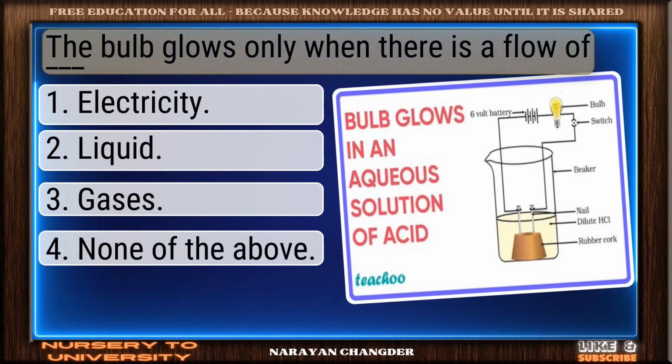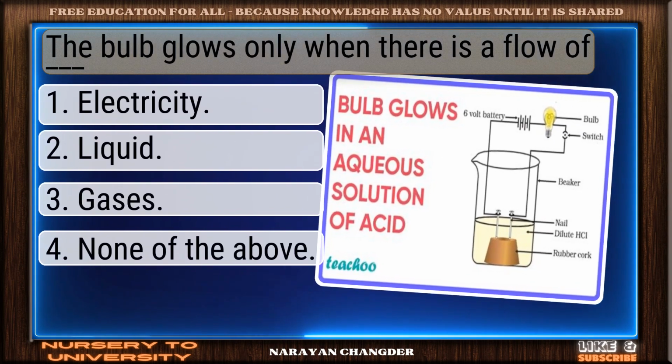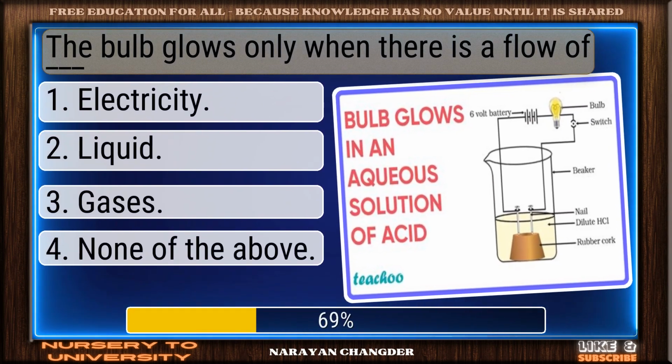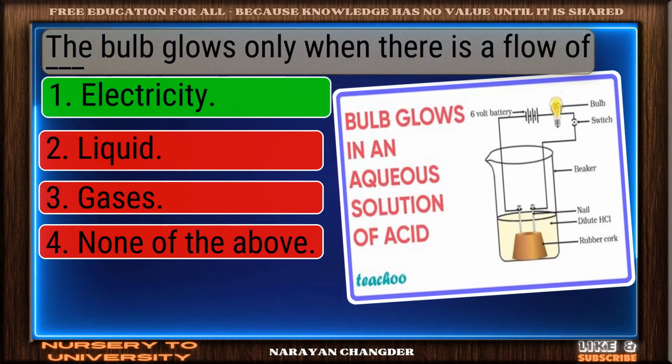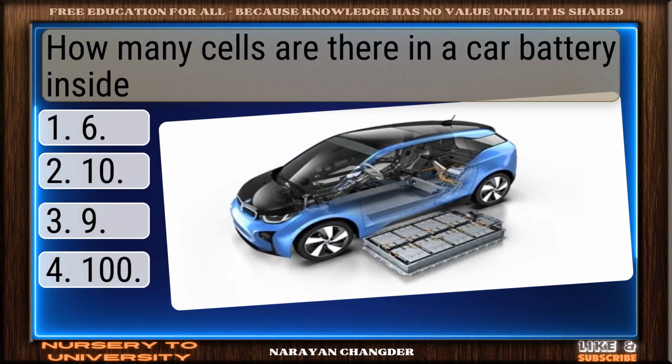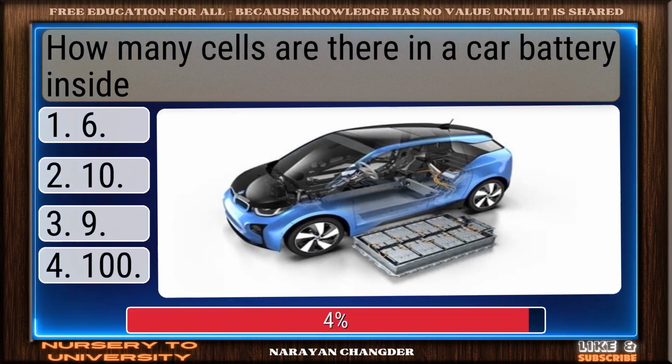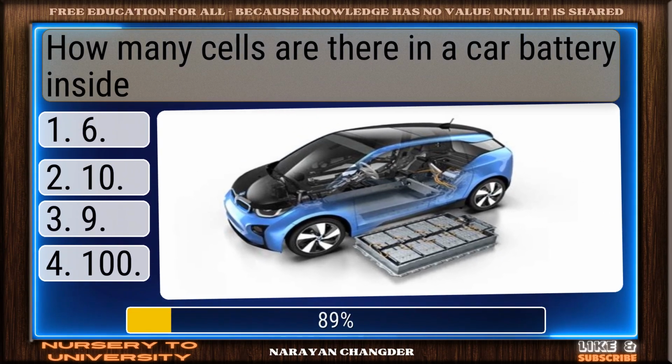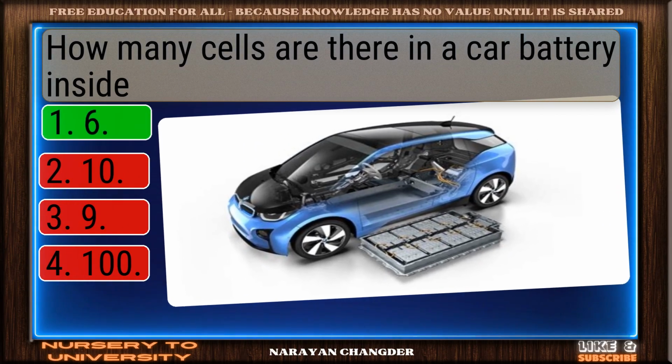The bulb glows only when there is a flow of dash. Correct. Electricity is the right answer. How many cells are there in a car battery inside? Valid point. 6 is true.